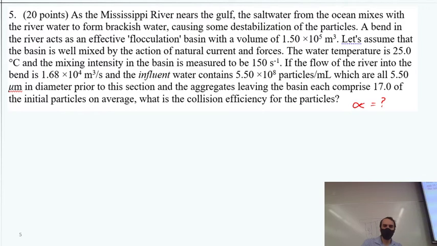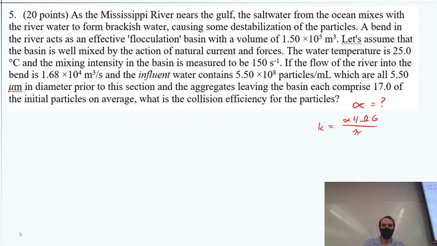So our collision efficiency goes into our equation for K, where we have this collision efficiency times 4 times our flock volume times G, all that divided by pi. So we're going to need to find K and solve for this collision efficiency given that setup. In order to find K, we need to know what our mass balance looks like for the system and relate that to the outcome that we were told.